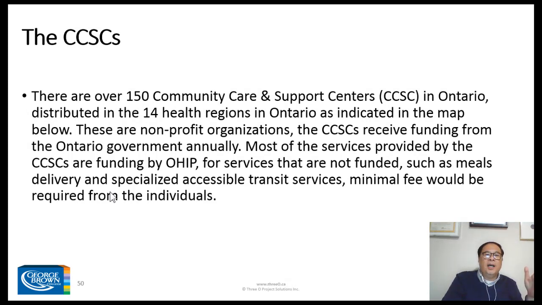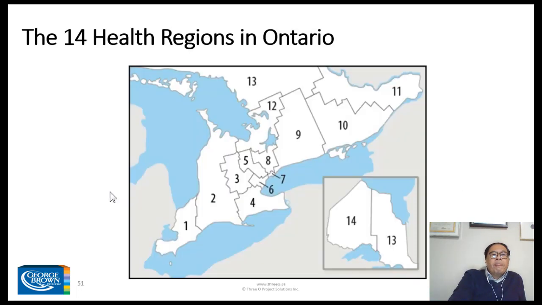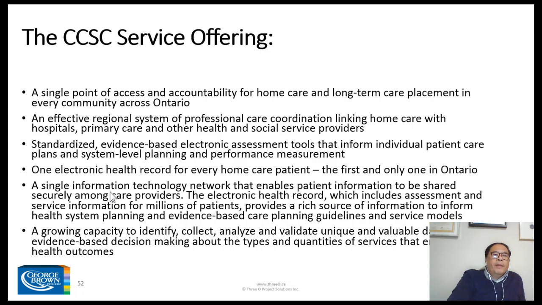There are 150 community care and support centers all through Ontario, across the 14 health regions. They do things that are authorized by OHIP, so they get funding from the government. But there are also services they provide for Ontarians that are not funded by the government, so Ontarians pay for them, like meals on wheels or meal delivery, or handicap transit, and so on. It doesn't matter where they are, but at least they're geographically dispersed. And these are the things that the CCSCs are offering from a service standpoint.